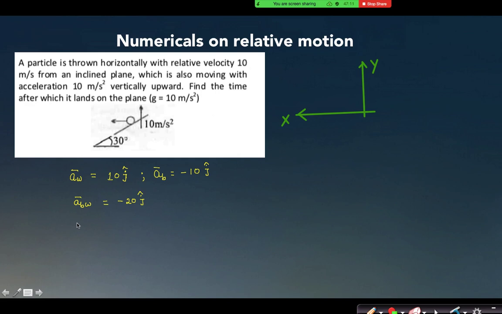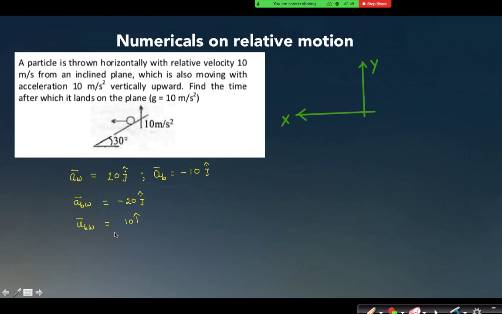And in your question, it is already given what is the initial velocity of the ball with respect to the wedge. Is it given in your question? What is the initial velocity of the ball with respect to the wedge? Yes, according to my convention, it is plus x-axis, so it is plus 10 i cap. Look, it is given that with respect to the wedge, it is 10 meter per second. It is not that with respect to the ground it is 10 meter per second. It is written that with respect to the wedge, it is 10 meter per second. So I can directly write it as uB with respect to the wedge, it is 10 i cap.